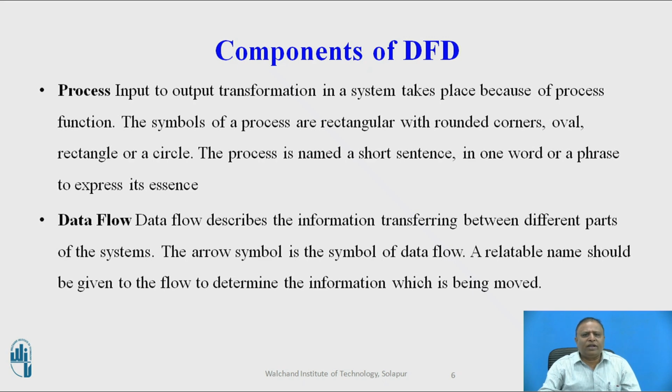Data flow. Data flow describes the information transferring between two parts of the system. The arrow symbol is the symbol of data flow. A reliable name should be given to the data flow to determine what information is being moved.